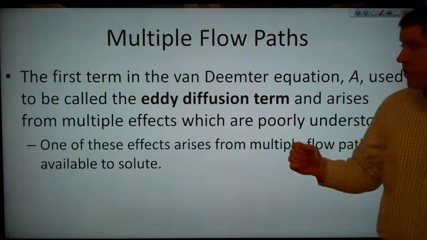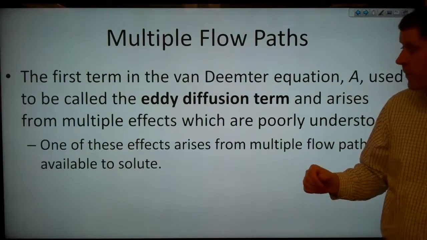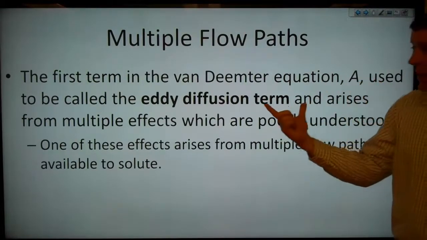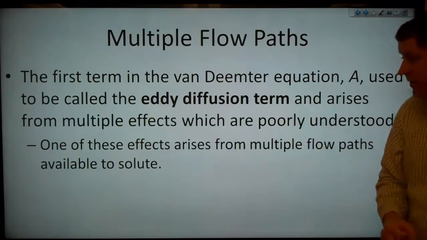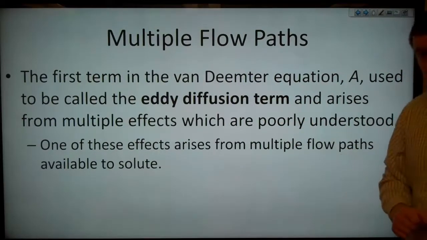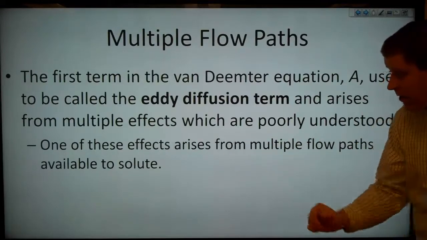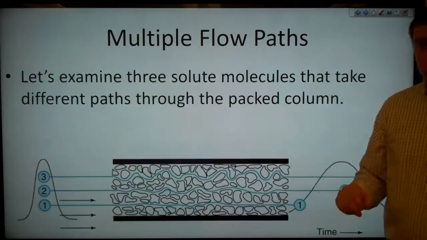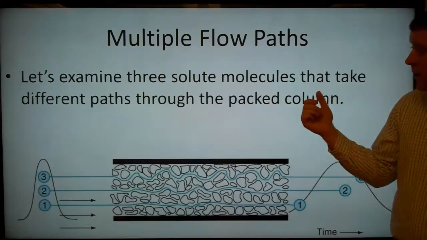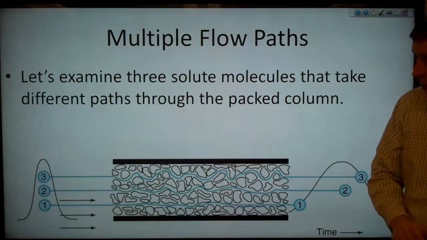So now let's look at that first term in the Van Deemter equation. That's that A term, and that used to be called the eddy diffusion term, and it arises from multiple effects which are poorly understood at this time. One of these effects arises from multiple flow paths available to our solute. So let's examine 3 different solute molecules that take different paths through our packed column.